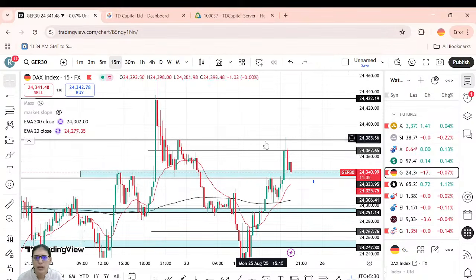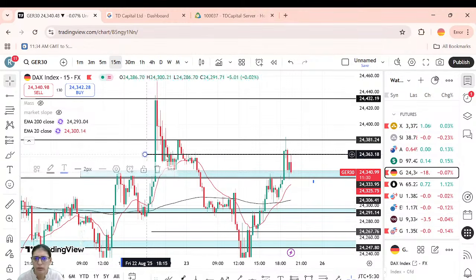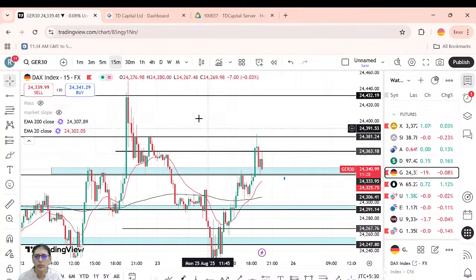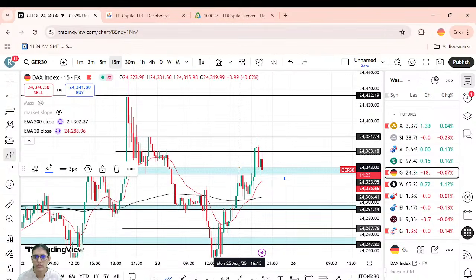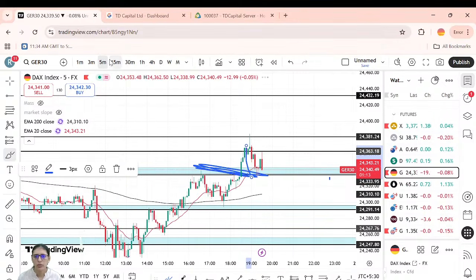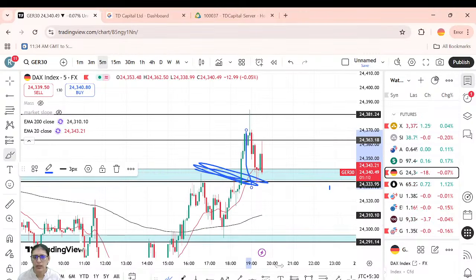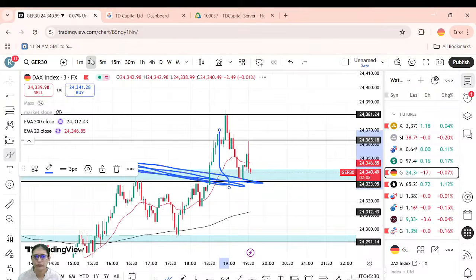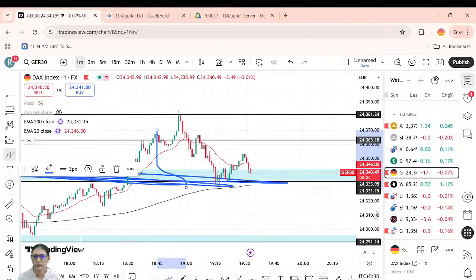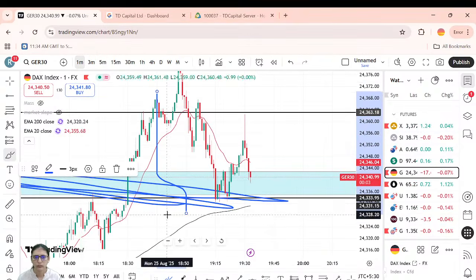It has already given a target. See, one entry was this, one entry was this, and another was a retest. So the retest has already happened and a small move has already come. So it becomes a little risky to enter again in this area. Let me remove this, okay?